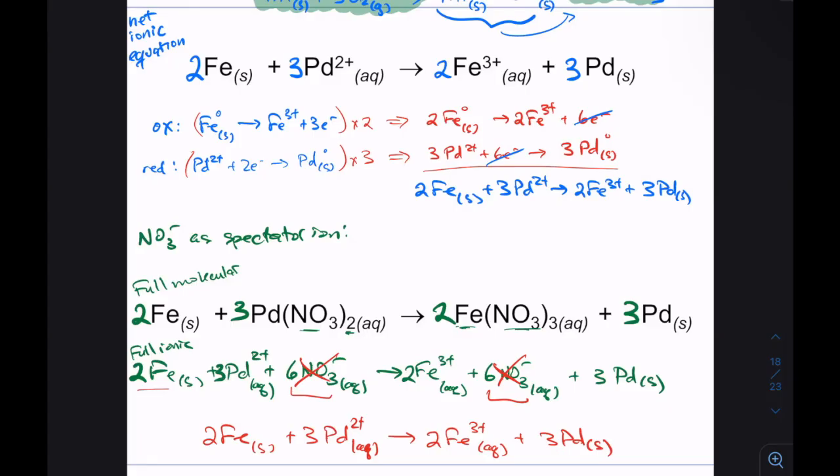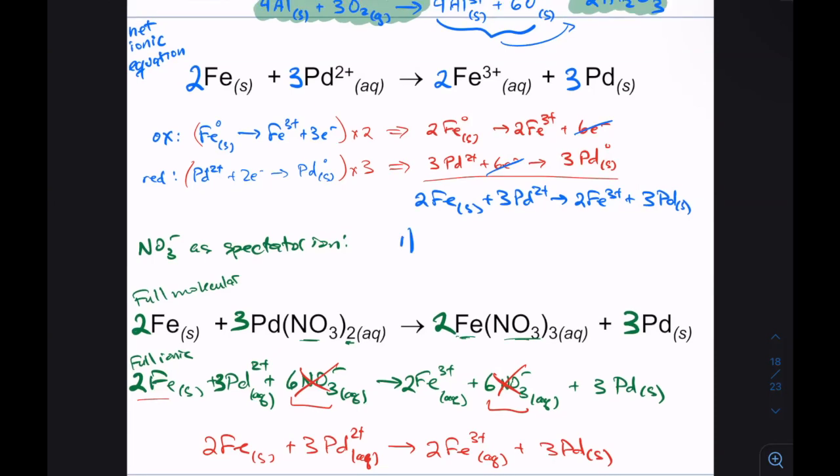But you also know how to recognize these as we've been using classifications like double replacement, single replacement, combination. Let's do 1 for single replacement, 2 for double replacement, 3 for combination, and 4 for decomposition. All right. This reaction down below with the iron and palladium nitrate, is that 1, 2, 3, or 4?